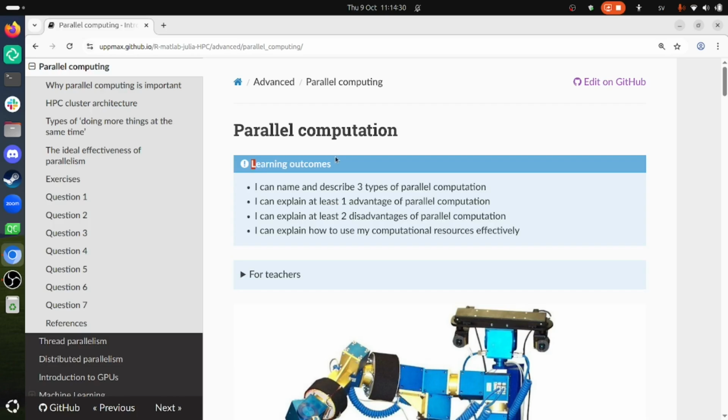These are your learning outcomes: you can name and describe 3 types of parallel computation. You can explain at least one advantage of them. You can explain at least 2 disadvantages of parallel computation. And you can explain how to use your computational resources, that is your HPC power, effectively.